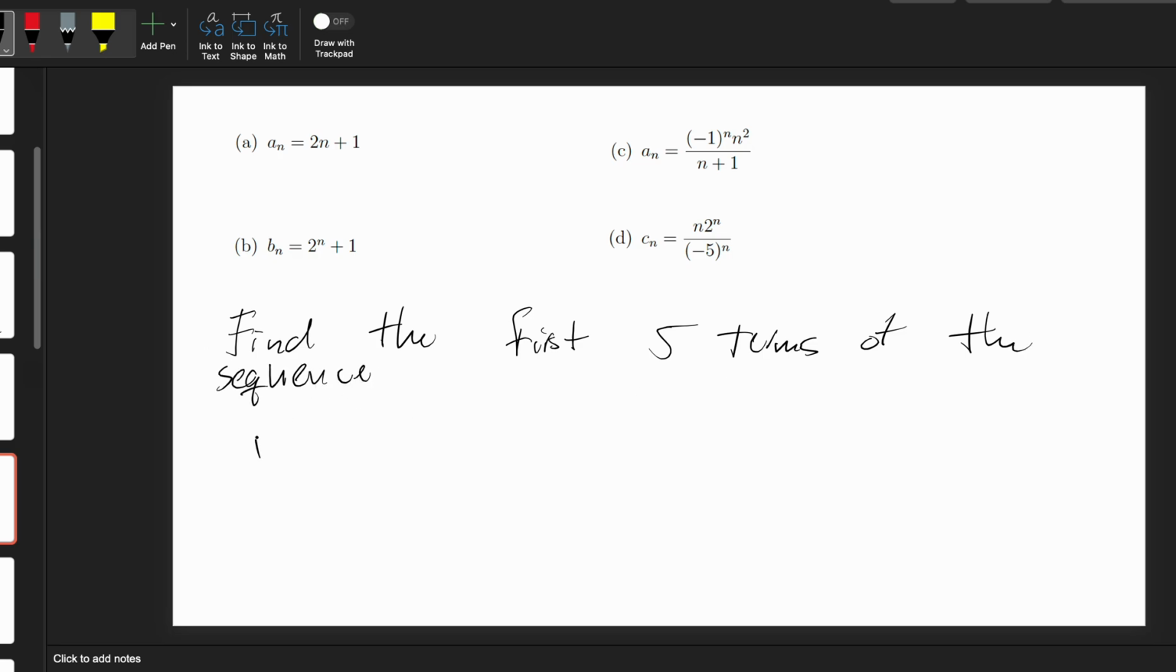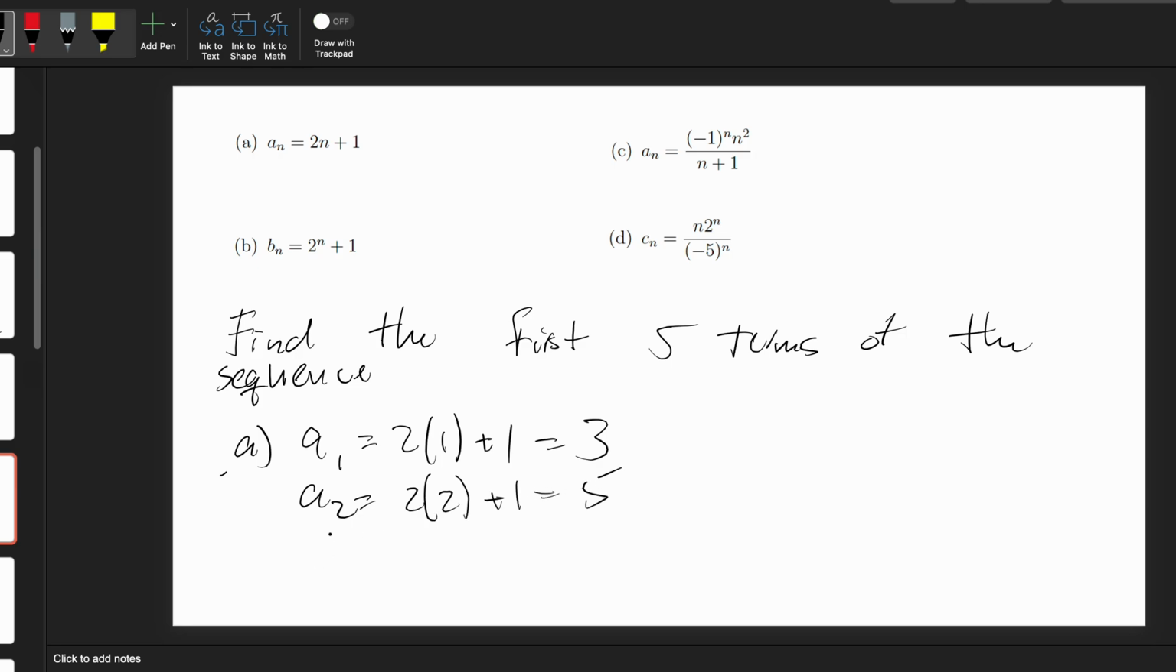Okay. So let's start with number A. I want to find the first 5 terms of this sequence. Well, the first term, a sub 1, is 2 times 1 plus 1, which is 3. A sub 2 will be 2 times 2 plus 1, which is 5. A sub 3 will be 2 times 3 plus 1, which is 7. And you can just keep going this way.